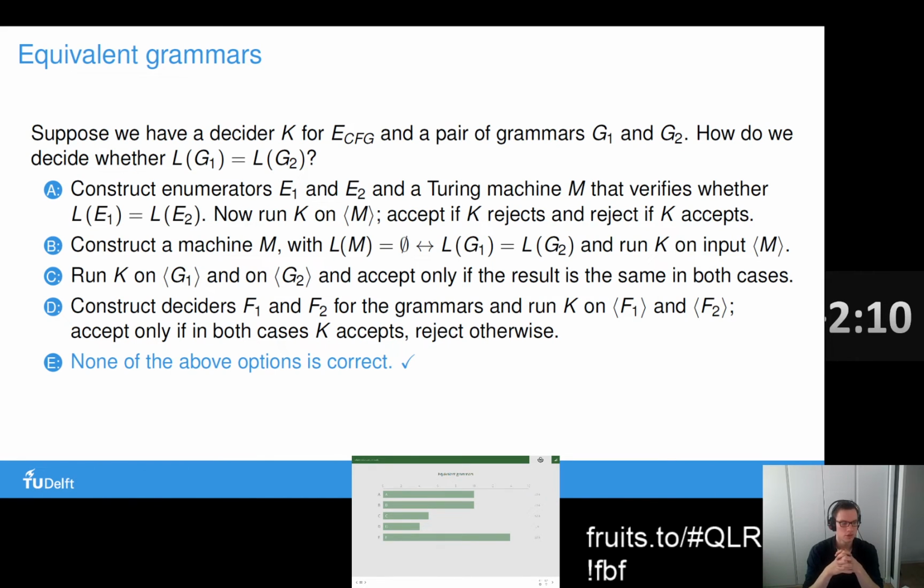indeed. Why is it not B? Nookepook, great name. Well, yeah, okay, so the simple answer is that EQCFG is undecidable, so whatever we do, it can't work. But let's take a look quickly then at answer B. Construct a machine M with an empty language if and only if the languages of G1 and G2 are the same. Yeah, so then machine M needs to decide this problem. Is the language of G1 the same as the language of G2? And it can't, because it's an undecidable problem. So we cannot construct such a machine M.